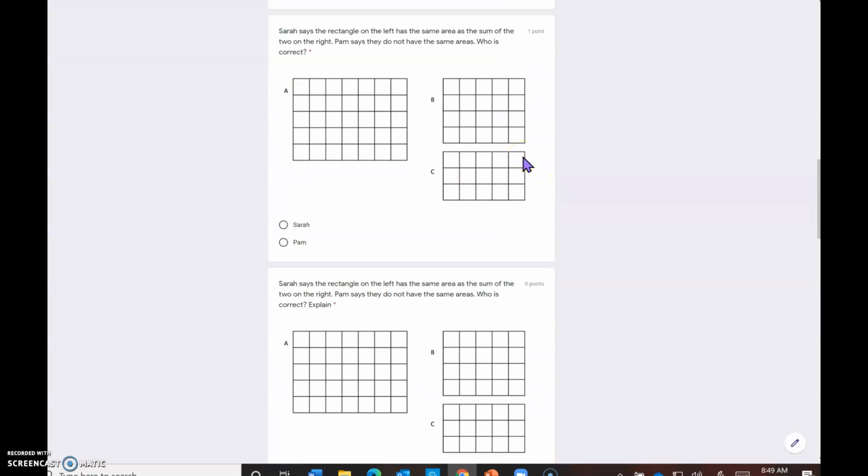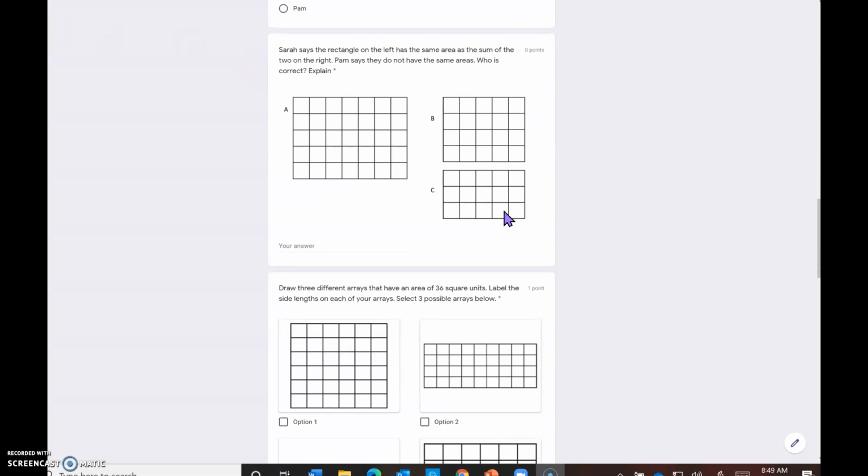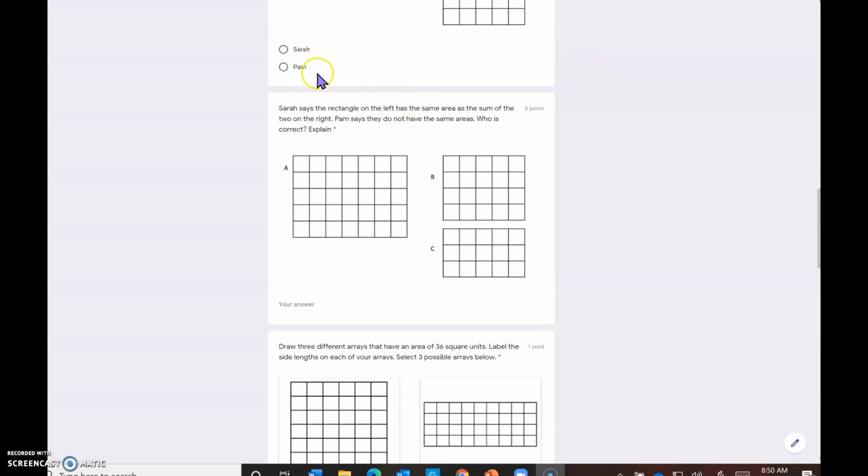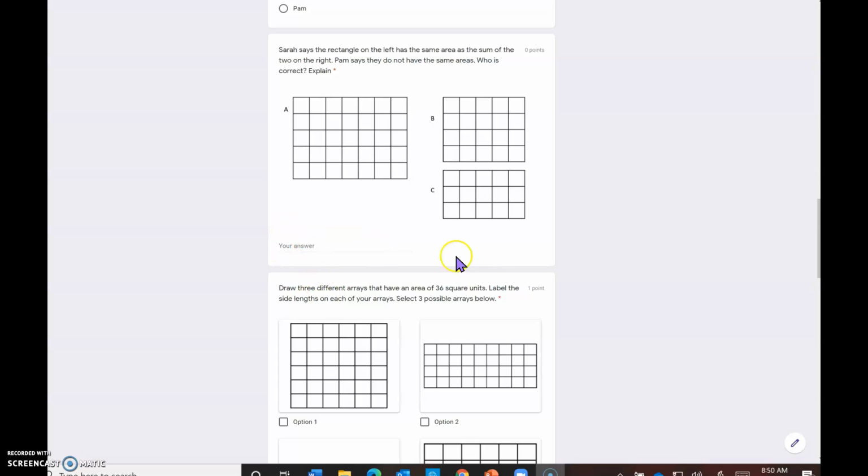Then it's asking you who is correct. Is Sarah correct or is Pam correct? Sarah says the rectangle on the left has the same area as the sum of the two on the right. Pam says they do not have the same areas. So you just told me who was correct. Now you need to explain in words why that person you chose is correct. So you're typing out an answer for why that person is correct.